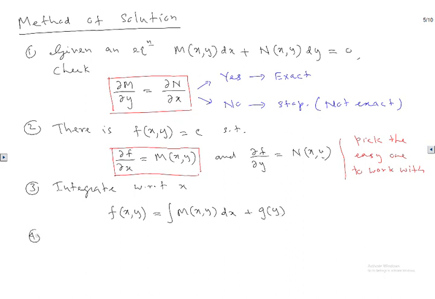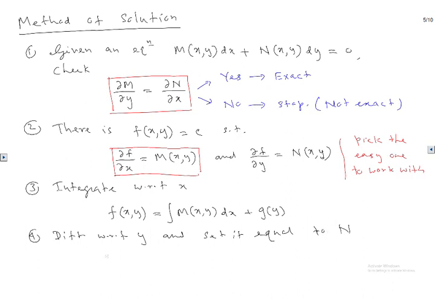Now we need to figure out what the g function is. To figure that out, we're going to look at the other part. We know that the y partial derivative has to be equal to the N function. So we differentiate with respect to y now, and set it equal to the N function, because we know that the y partial derivative is equal to the N function.